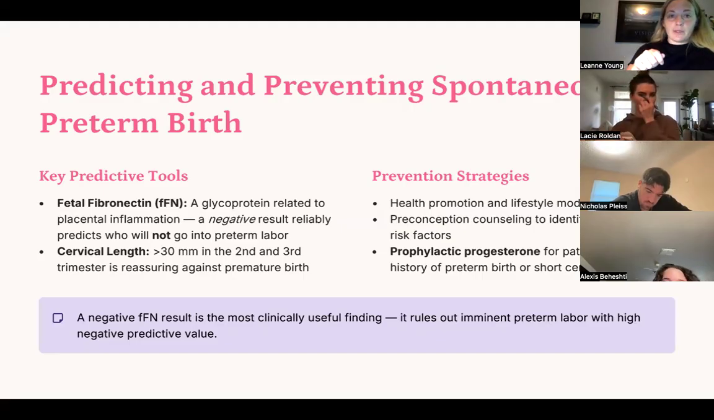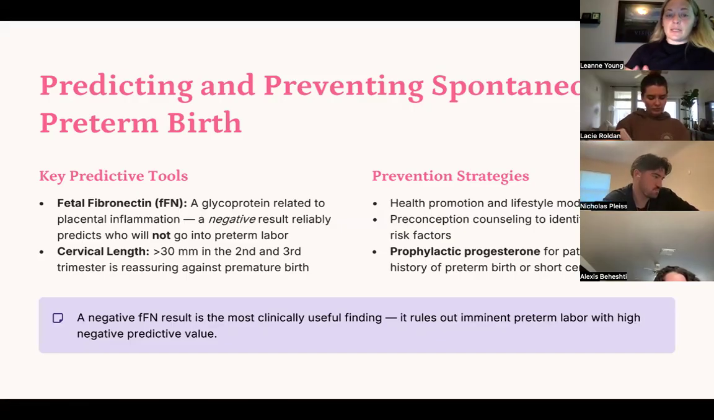You put the swab up into the cervix, you swab around a little bit, and then you send it to the lab. If the swab comes back negative, this is going to reliably predict who is not going to go into preterm labor. And that's a little confusing. Yes, we use this, but honestly, our cervical length is probably what we're going to look at more. So we're looking for that glycoprotein related to placental inflammation. If it's negative, that means the patient is not going to go into preterm labor.